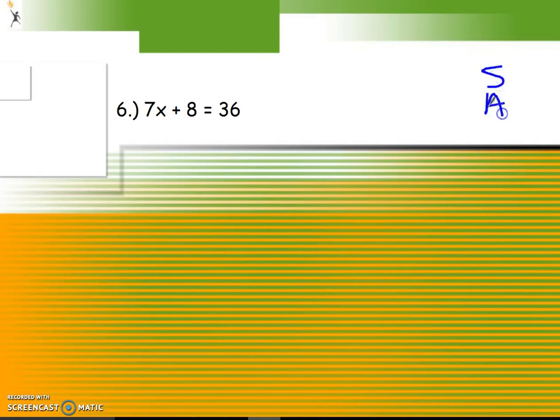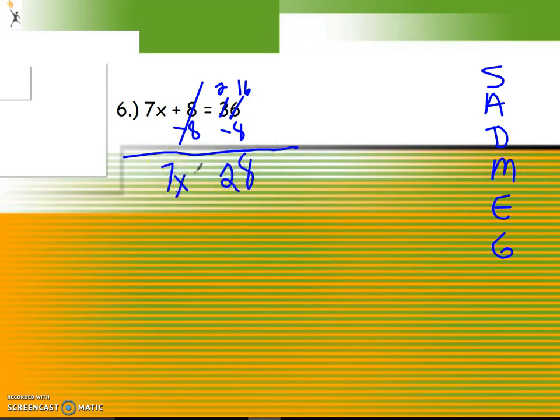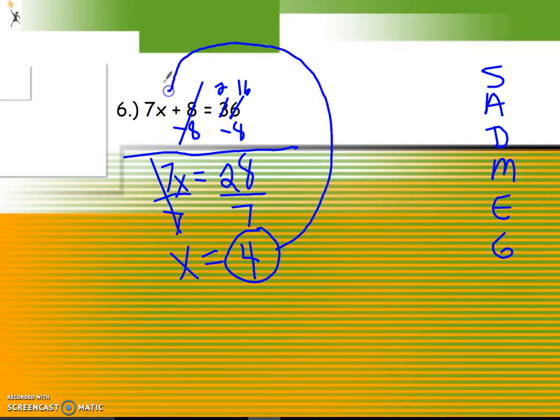All right, number 6. We're going to do SAD MEG. So the opposite of plus 8 is minus 8. We're going to do 36 minus 8. We're going to get 28. The 7 and the x are multiplying. The opposite or inverse of multiplication is division. This side will cancel out. 28 divided by 7 is 4. You can always go back and substitute in. 7 times 4 is 28. 28 plus 8 is 36. Okay, number 7.